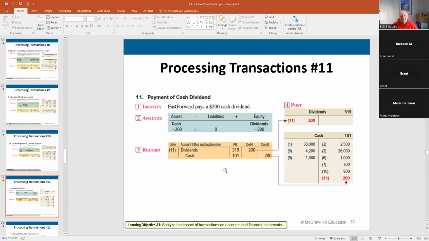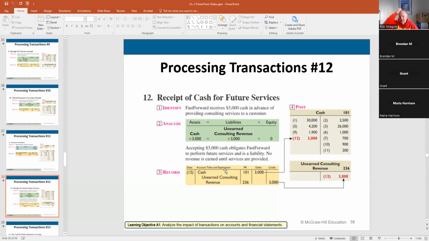Processing transaction number 11. Hey, company paid a dividend. You know what a dividend does, though? It reduces your equity. Dividend is not an expense. A dividend is a cash payment given out to people who own the stock. It could be in the form of cash or additional shares of some kind. When that happens, you debit dividends, which is part of equity. Thus, you are reducing equity with the debit and reducing cash with the credit.